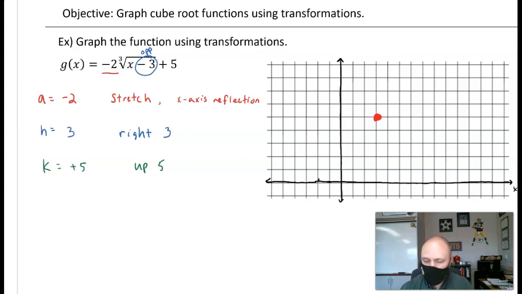Right 1, up 1. Instead of going up 1, my multiplier is -2. So instead of going up 1, I'm going to go down 2. I just multiply that distance by my a value, -2. Okay, now the other 1 is left 1, down 1. Normally we go left 1, down 1. But again, instead of going down 1, I have to multiply that by my a value, which is -2. So instead of going down 1, I'm going to go up 2.